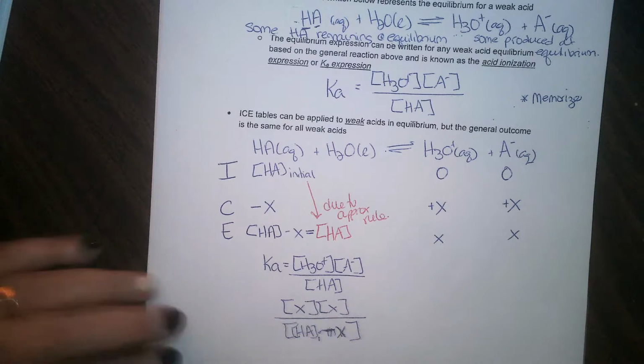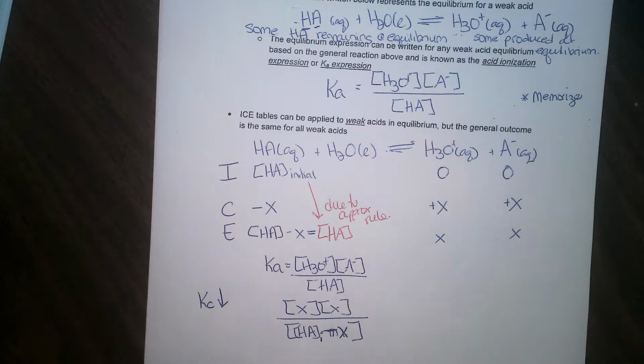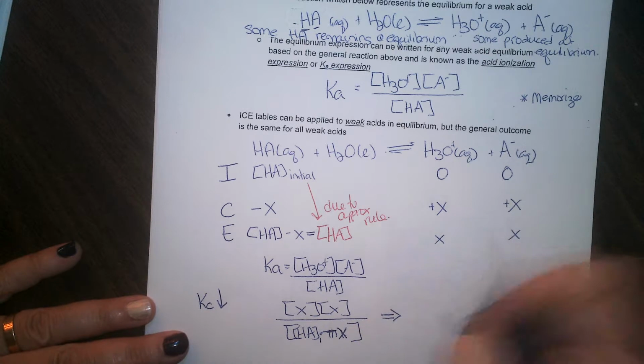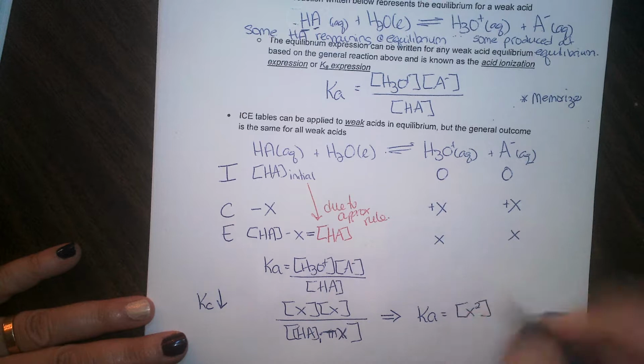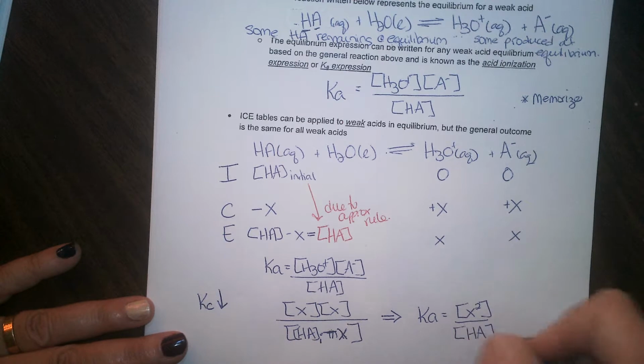Am I making myself clear on that piece? If you have a small Kc value, then you can make that assumption that the concentration at initial is still going to be the concentration, and you're not going to see much change because it's going backwards and forwards. It's not staying all in one way. What we can say then is that Ka would be equal to X squared, if we were to summarize this, all over the concentration of HA.